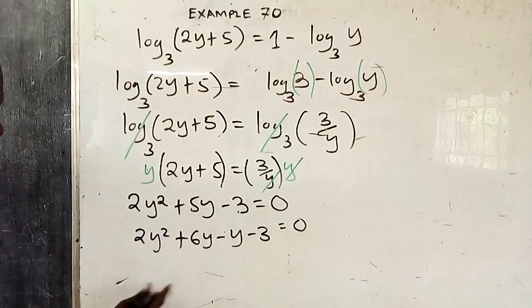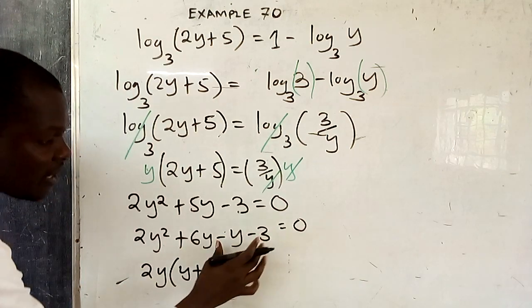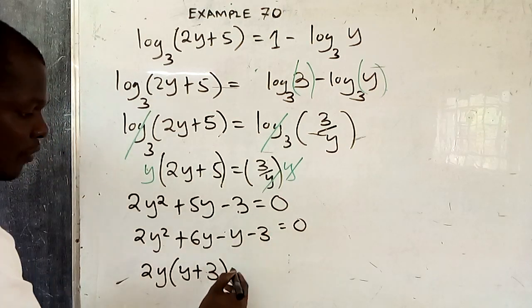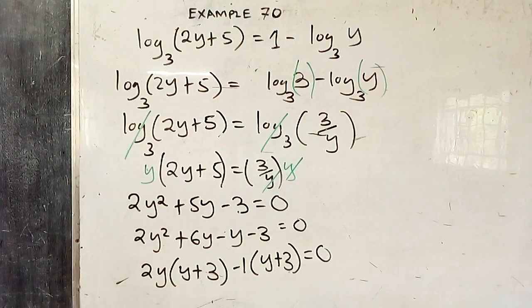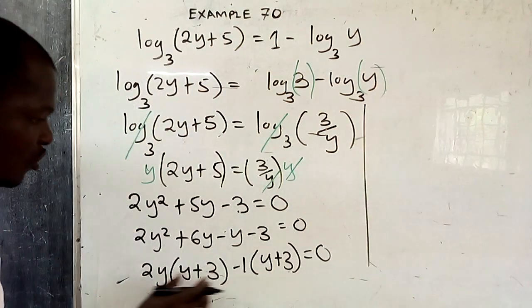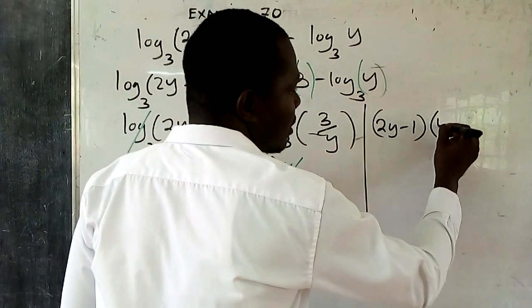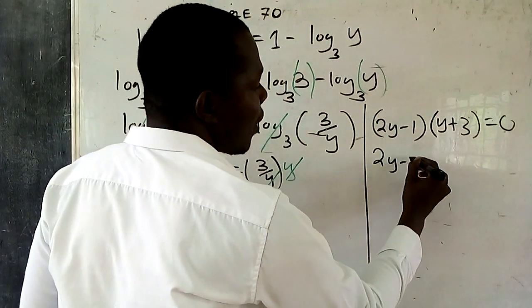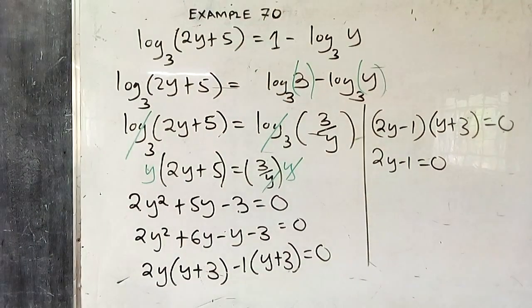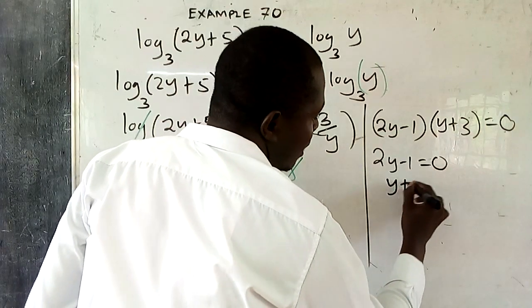So what do you get here? 2y into y plus 3. Here the common factor is negative 1, isn't it? If you factorize out negative 1, you remain with y plus 3. Are we together? So this is 2y minus 1, times y plus 3, is equal to 0. So it is either 2y minus 1 is 0, or y plus 3 is equal to 0.